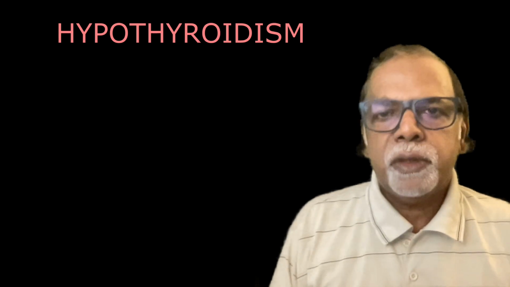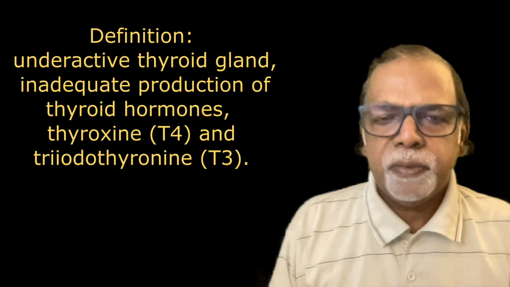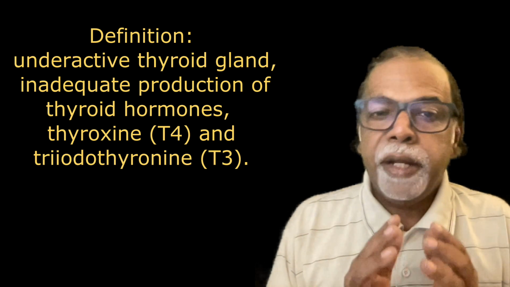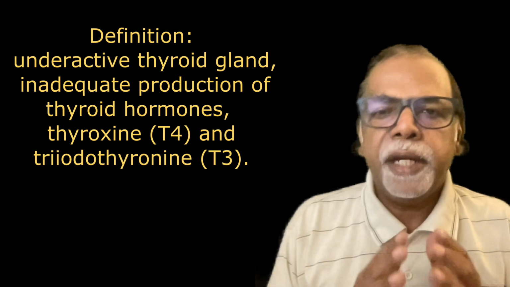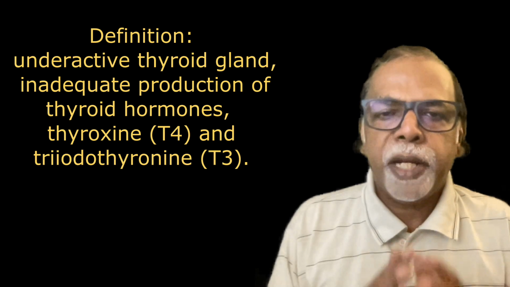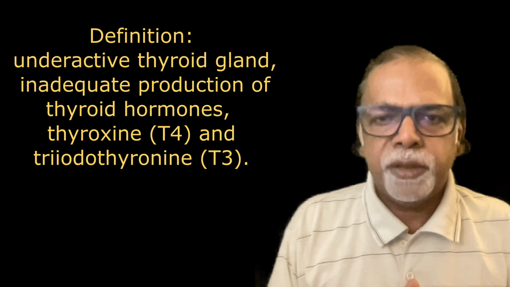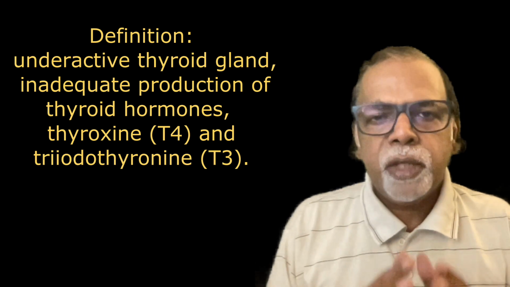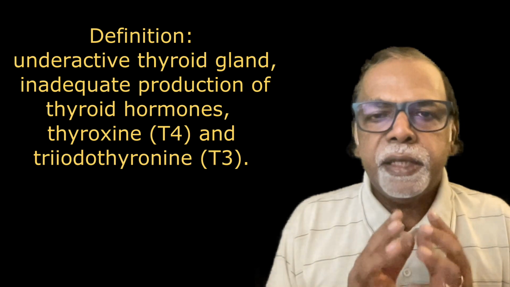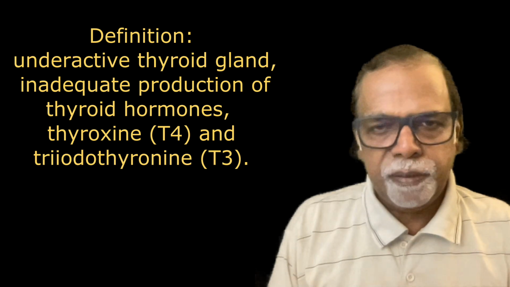Today I will be discussing hypothyroidism. What is hypothyroidism? Hypothyroidism is a condition characterized by an underactive thyroid gland leading to inadequate production of thyroid hormones, primarily thyroxine and triiodothyronine, that is T4 and T3. Basically, there is a decrease in the amount of the thyroid hormones, T4 and T3.